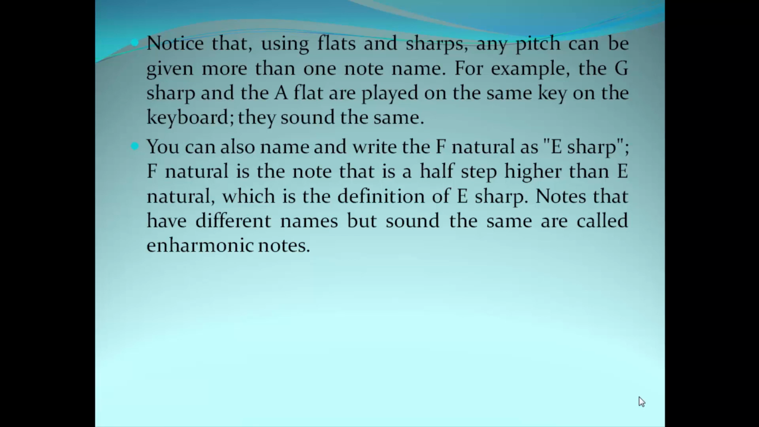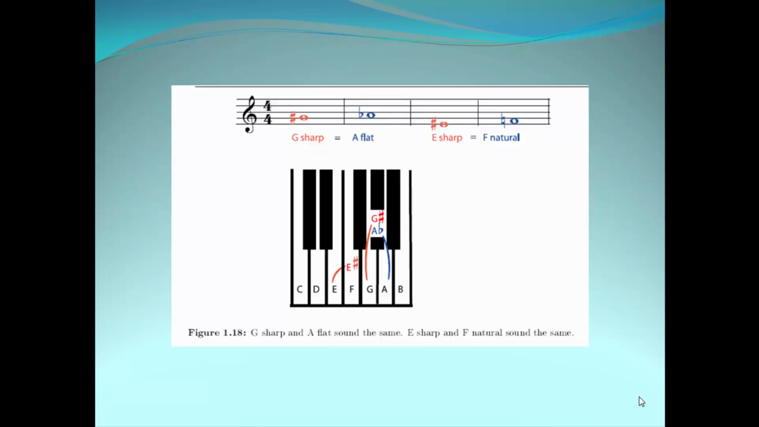Notes that have different names but sound the same are called enharmonic notes. The enharmonic notes. So this is G sharp equal to A flat. Here is E sharp equal to F natural.